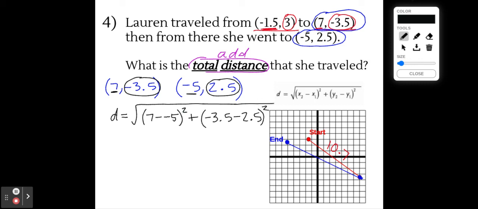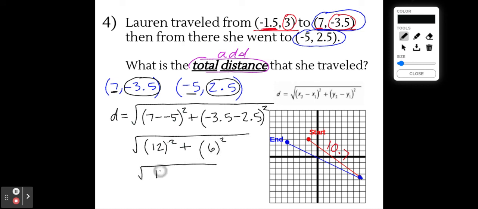Now, if you're using the scientific calculator on the MCA calculator, you should be able to type all of that in. I'm just going to kind of walk you through each step just in case you want to see all of the steps here together. So I have 7 minus negative 5, which is 12 squared. And then negative 3.5 minus 2.5, that's going to be exactly 6 squared. This is working out nicely.